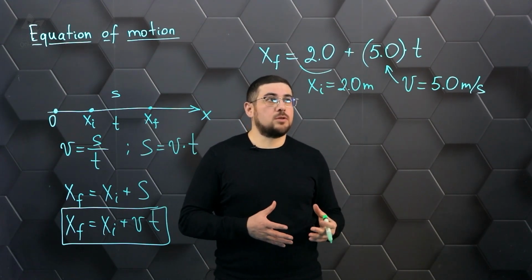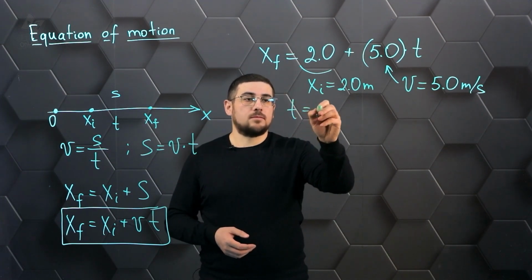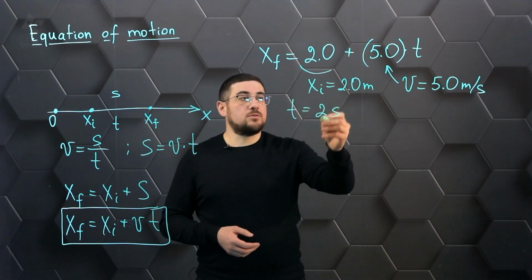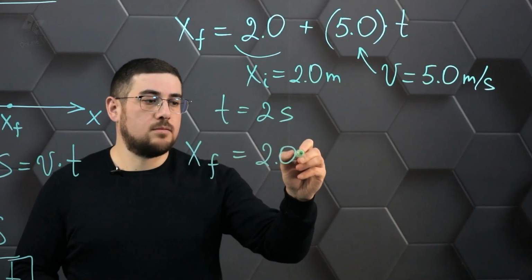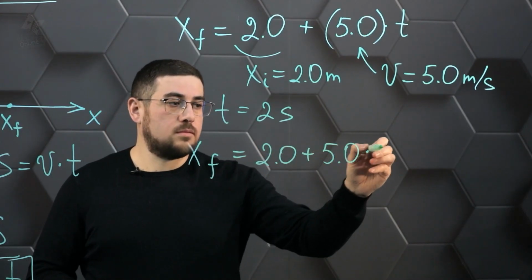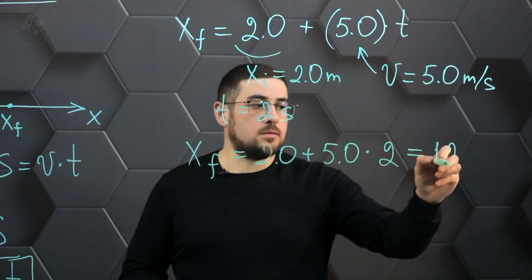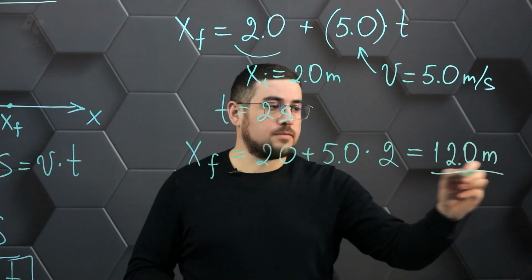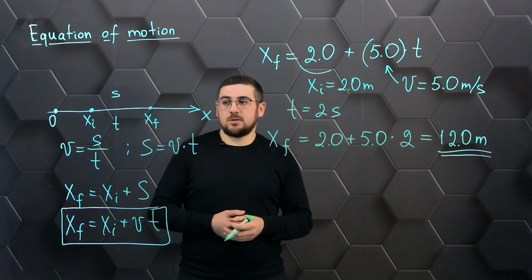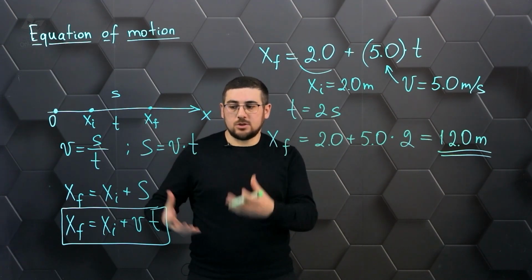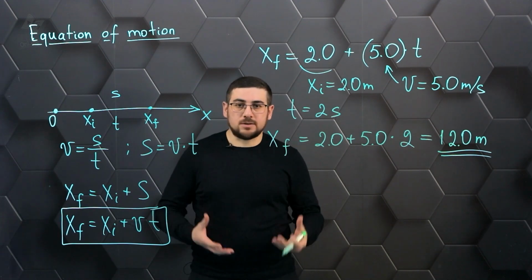For example, we need to determine where the body was after 2 seconds. Then we substitute 2 seconds into our equation. Here we get 10 plus 2, 12 meters. So we can describe this motion in terms of the equation. And of course, since we're talking about some kind of time dependence of the coordinate, we can also show that on a graph.